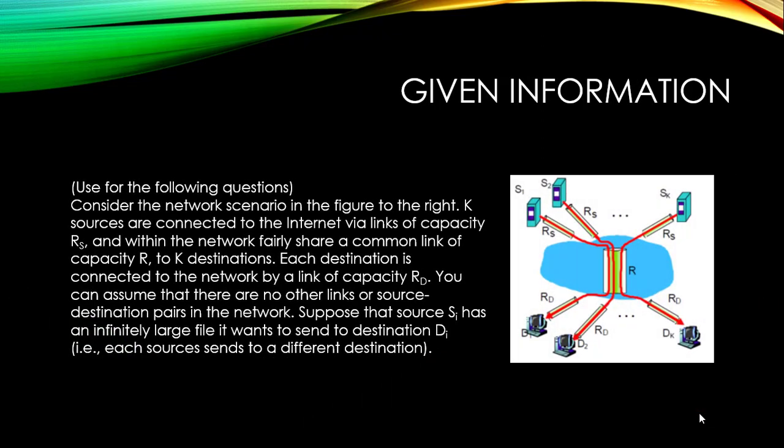Some background information. We're asked to consider the network scenario in the figure to our right. Here we have K number of sources that are connected to the internet via links of capacity. We have sources designated by S and their links of capacity RS, and destinations designated by D and their links of capacity RD. These are connected via the internet with a common link of R. With this information, let's take a look at our first question.